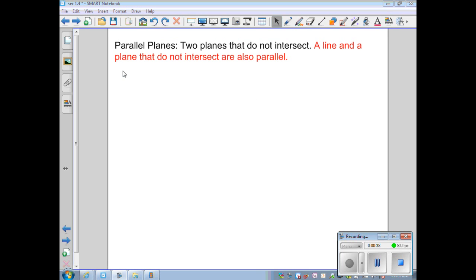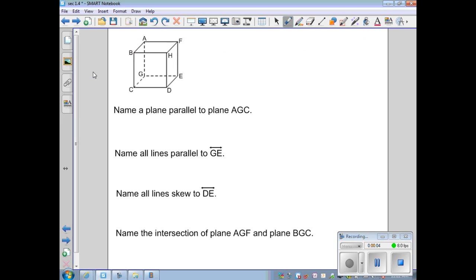Lines can be parallel. Therefore, we also have a definition for parallel planes. Two planes that do not intersect are parallel planes. A line and a plane that do not intersect are also called parallel. Let's answer some questions based on the previous slides.